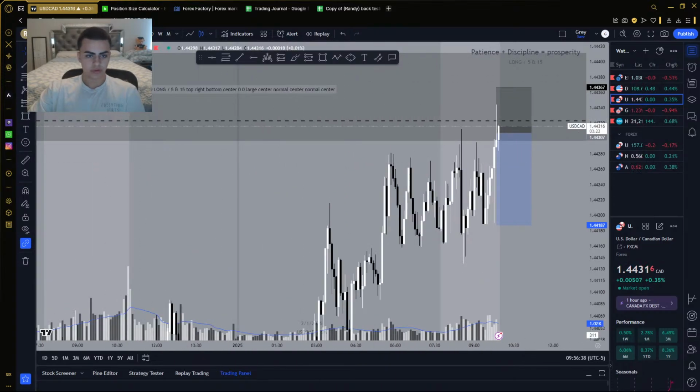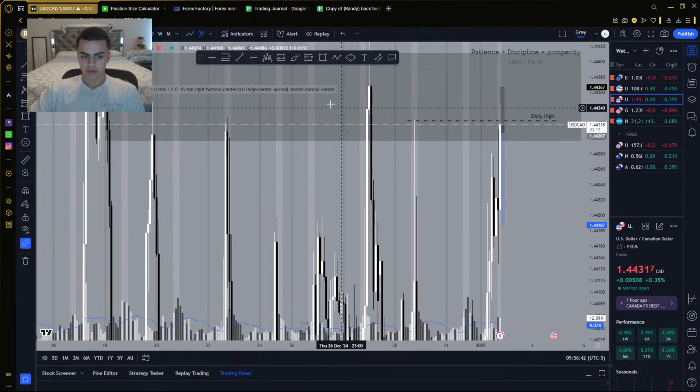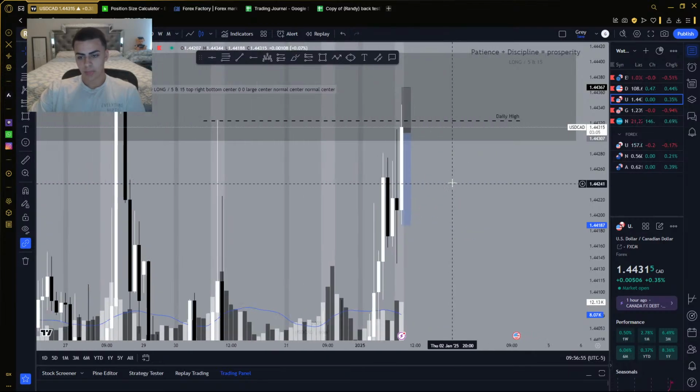Go to the 1 hour. You can see that this area, not only that, this area, and it touched it almost exactly. Almost exactly. And this is an order block here also. So if it manipulates it, it's gonna go down.